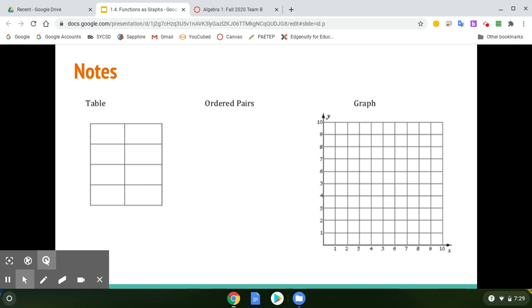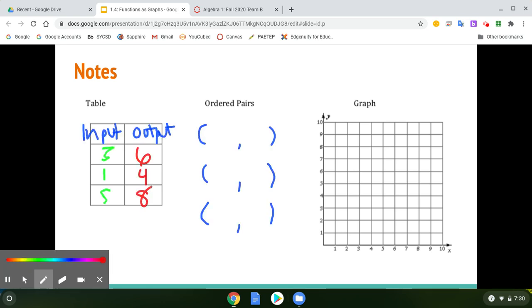Today's section 1.4 involves representing functions as graphs. In section 1.3, we took a look at mapping diagrams, tables, and rules to represent those as functions. And today we're also going to look at representing functions as graphs.